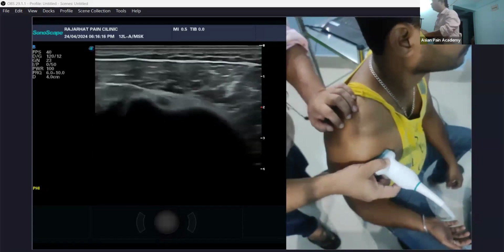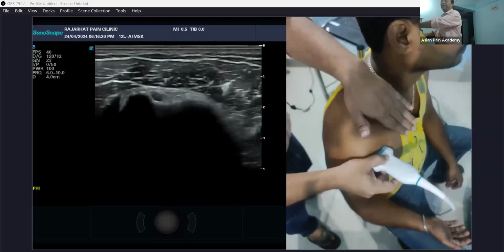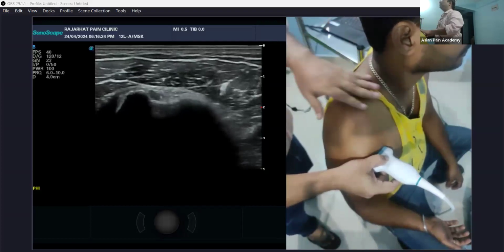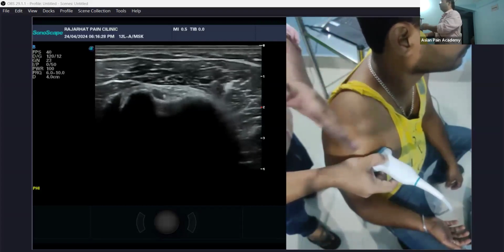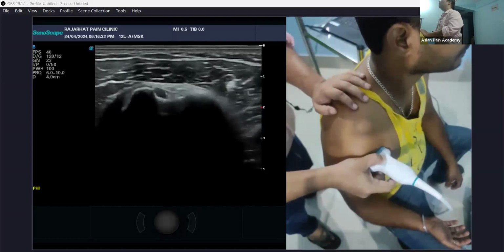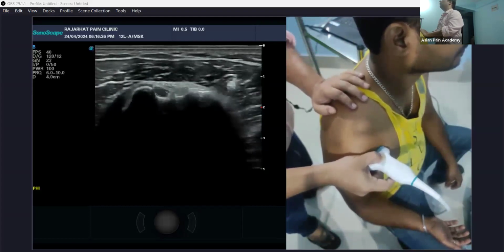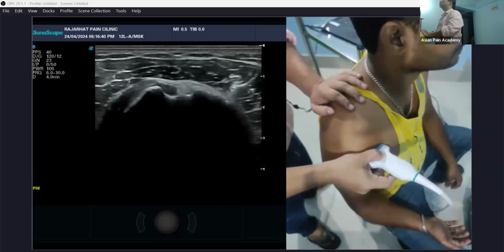In a short axis view, the left side of your screen is the medial side of the volunteer, and the right side of your screen is the lateral side. So here what we are seeing is the bicipital groove. Just as I told you, first you should see the bony contour. That is also important.